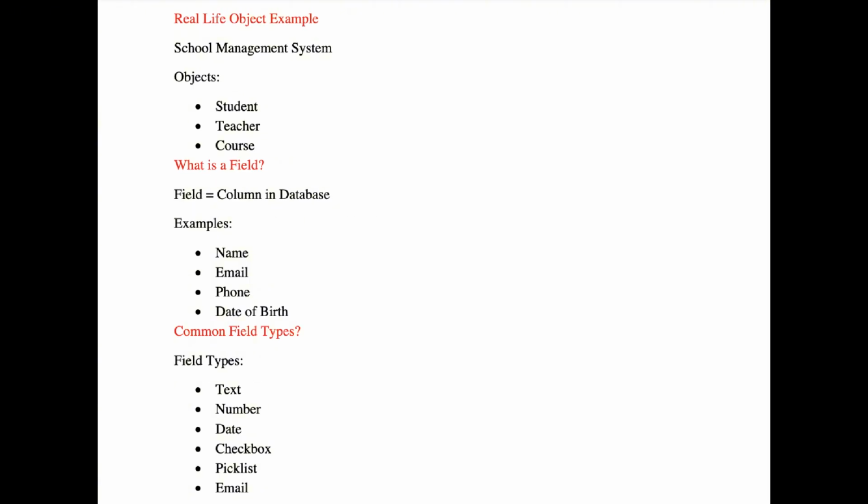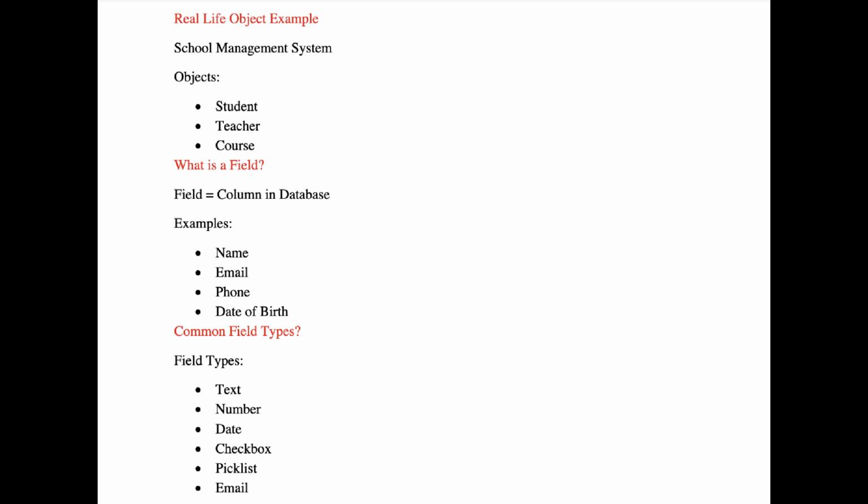Let's imagine we are building a school management system. We may create 3 objects. Student object to store student information. Teacher object to store teacher information. Course object to store course information. Each object represents a different type of data.